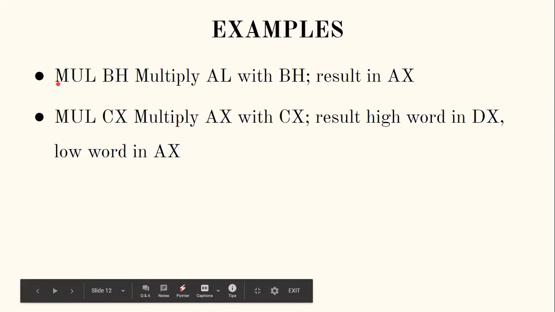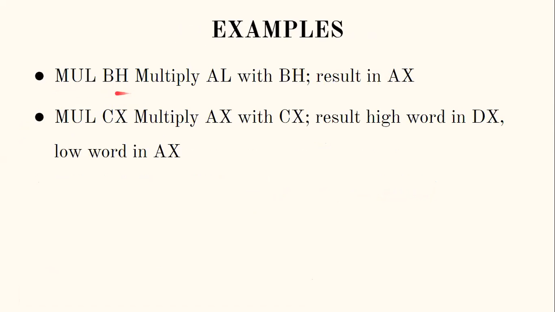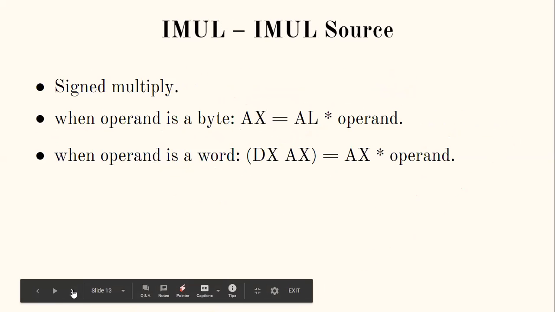Let us see the example. If you have an instruction like MUL BH, then it will multiply the content of the AL register with the content of the BH register, and whatever result is obtained will be stored in the AX register. Similarly, if I have an instruction like MUL CX, then the content of the AX register will be multiplied with the content of the CX register, and of the result obtained, the lower word will be stored in the AX register and the higher word will be stored in the DX register.